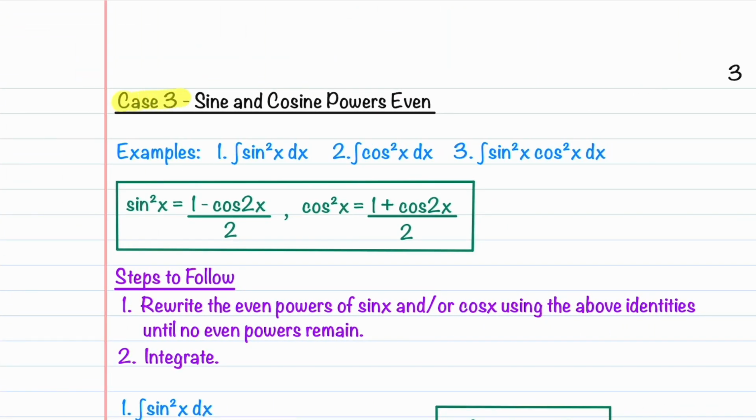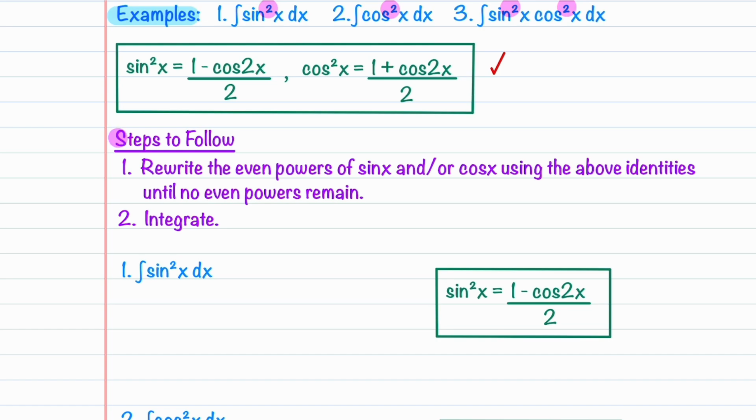In case 3 of integrals involving powers of sine and cosine, we have even powers of sine and cosine. We'll walk through these 3 examples and notice that all the powers of sine and cosine are even. In these examples, we are going to use one or both of these power reducing identities, so I went ahead and put them here in our green box so that we'll have them.